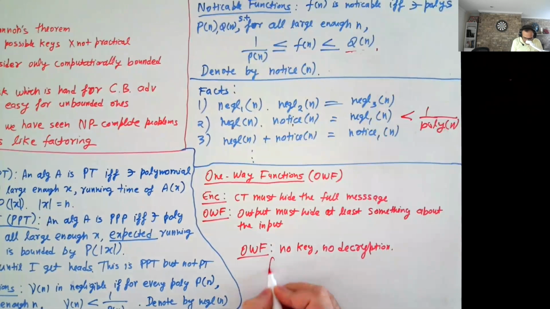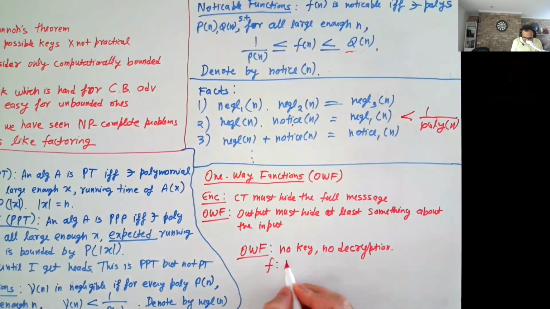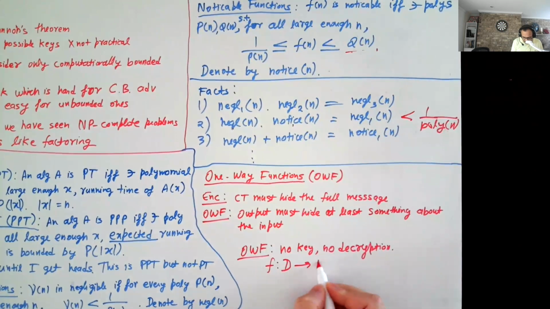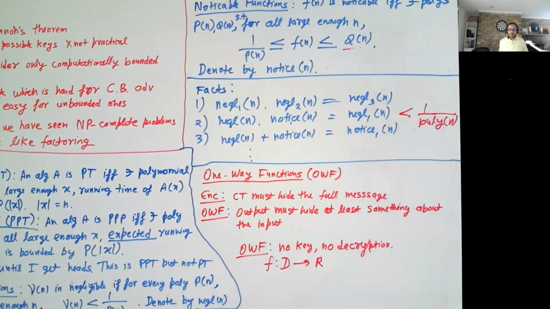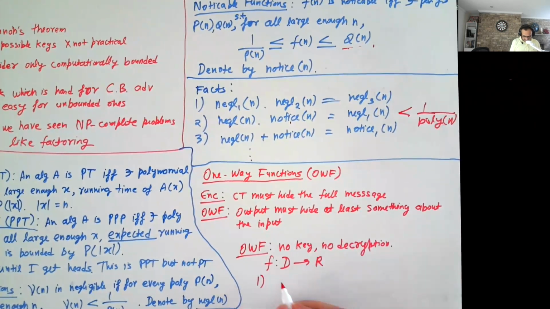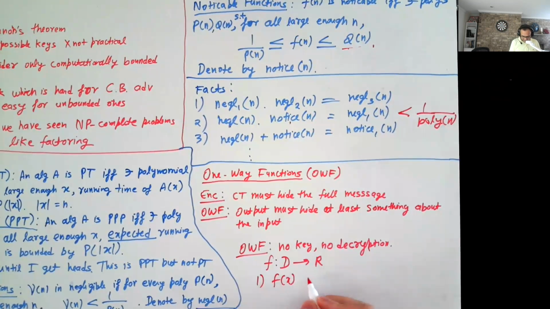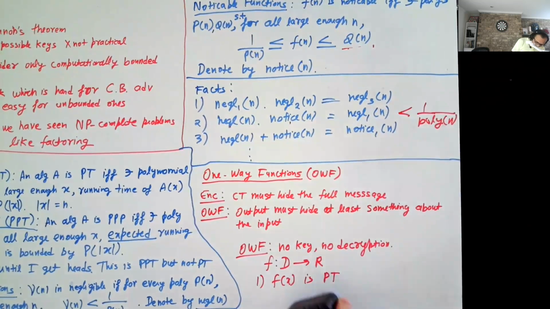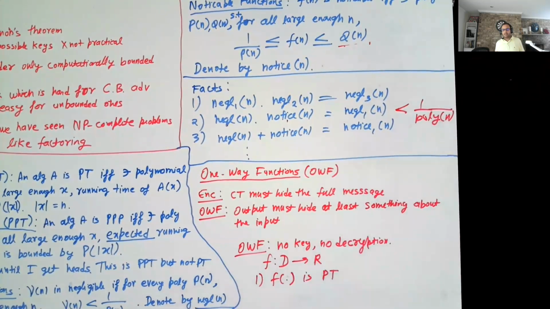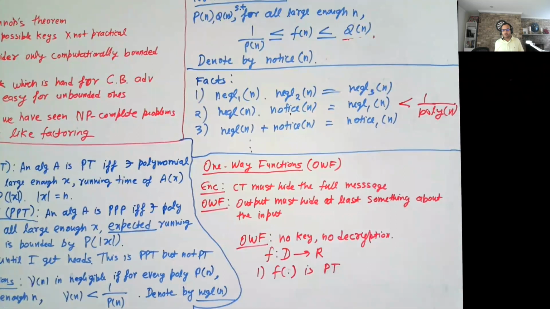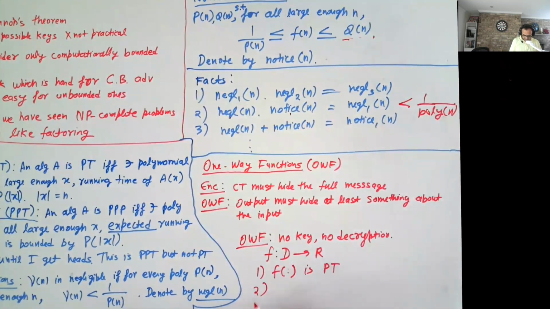So a one-way function takes an input from some domain and gives an output in the range, and it should have two properties. So number one is f of x is polynomial time, or let me just say f is polynomial time, which means that for any input x, f of x is easy to compute, can be computed in polynomial time.